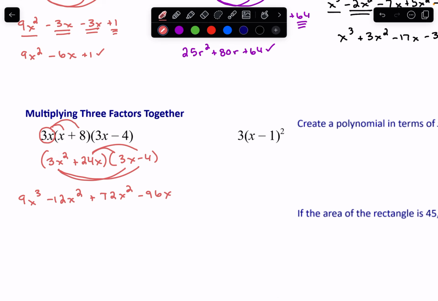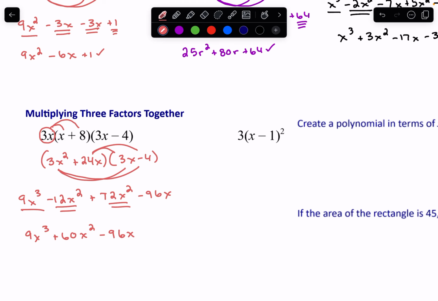And combine like terms. Let's see, just one x cubed. I've got a couple x squareds, negative 12 and 72 becomes 60x squared. And then I've got a negative 96x at the end.